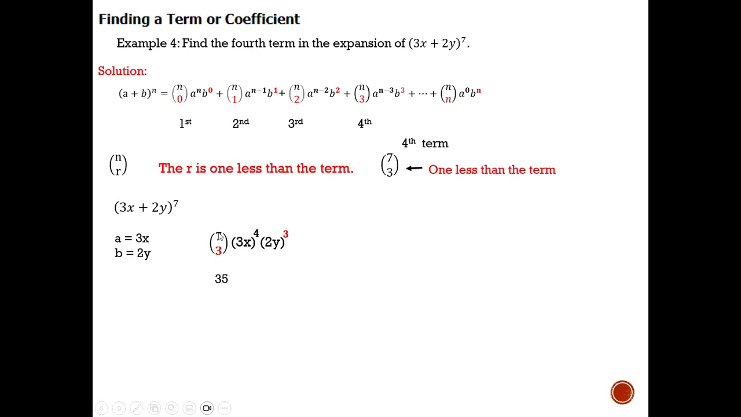Okay, so when I do my calculations here, I get 35, 3x to the fourth. So 3 to the fourth is 81, x to the fourth, and then 2y to the third. 2 to the third is 8, times y to the third. Multiply all of the coefficients, 35 times 81 times 8, with x to the fourth and y to the third. So for this one term, I get 22,680 x to the fourth, y to the third, and that is just finding that one term of the expansion.